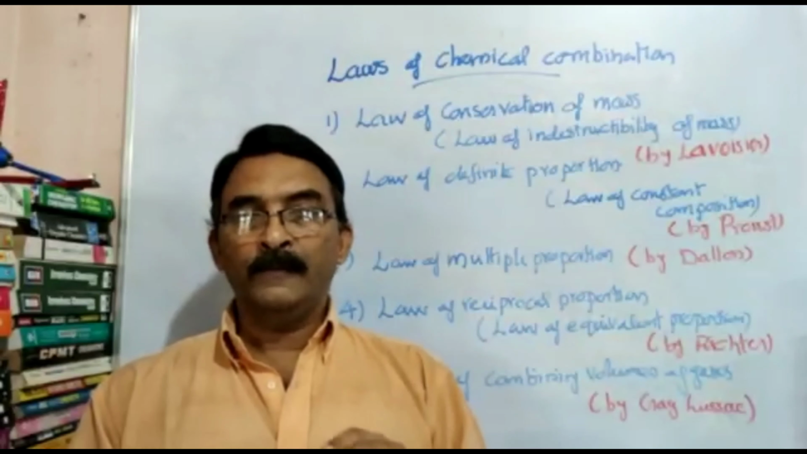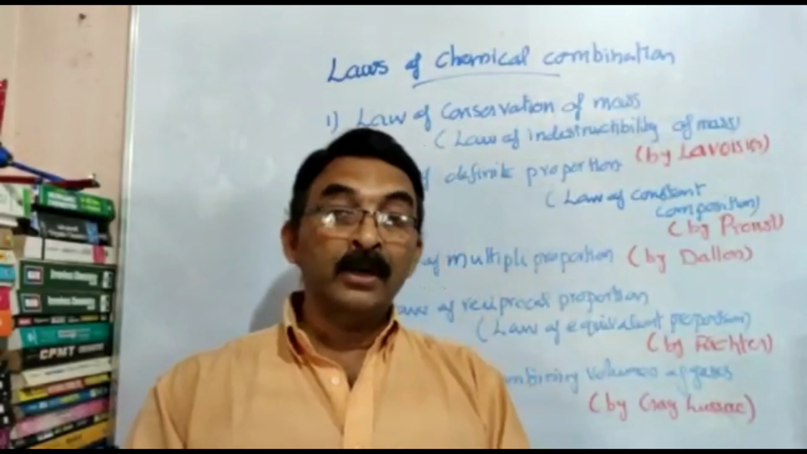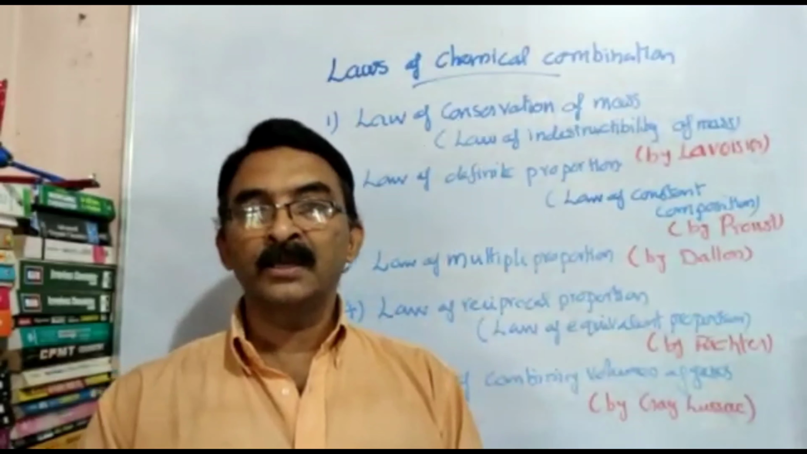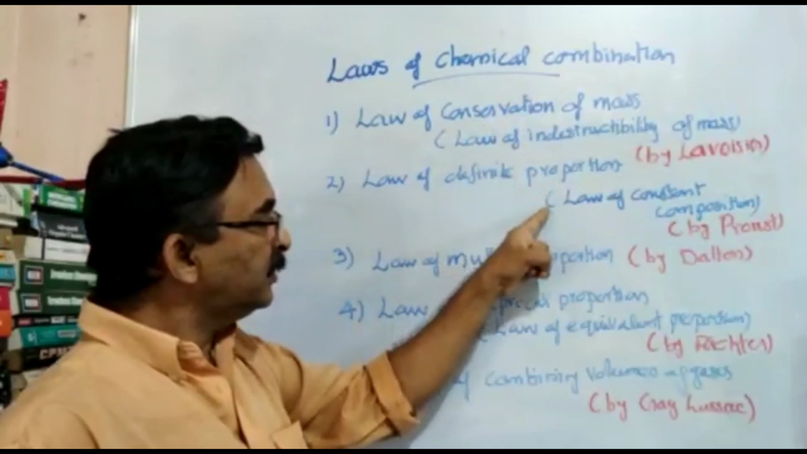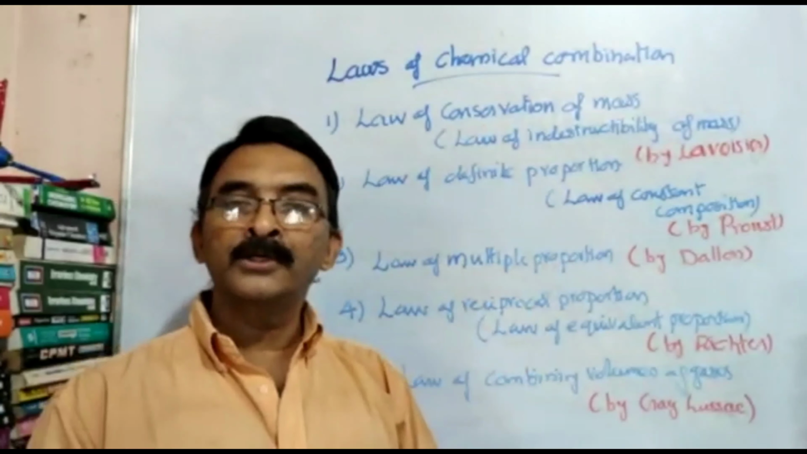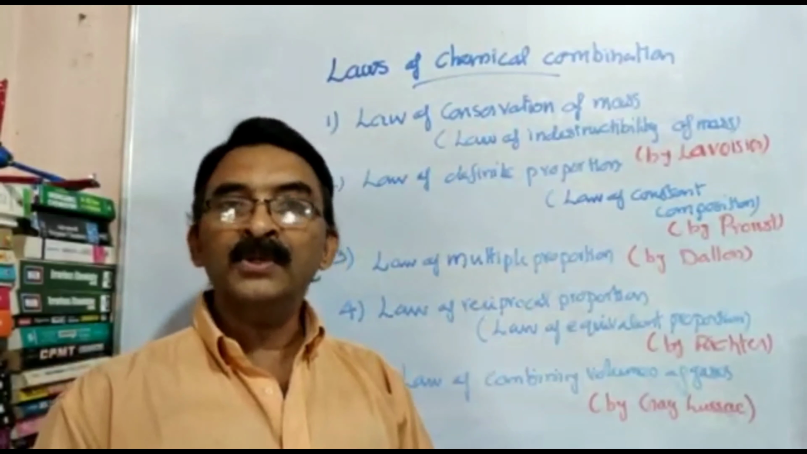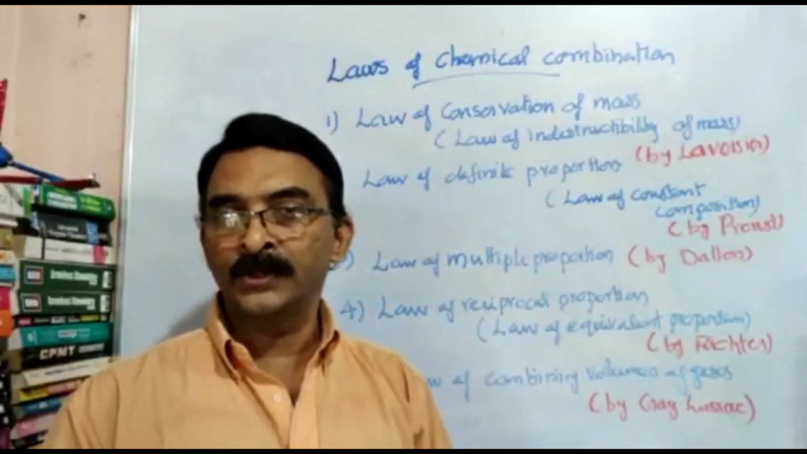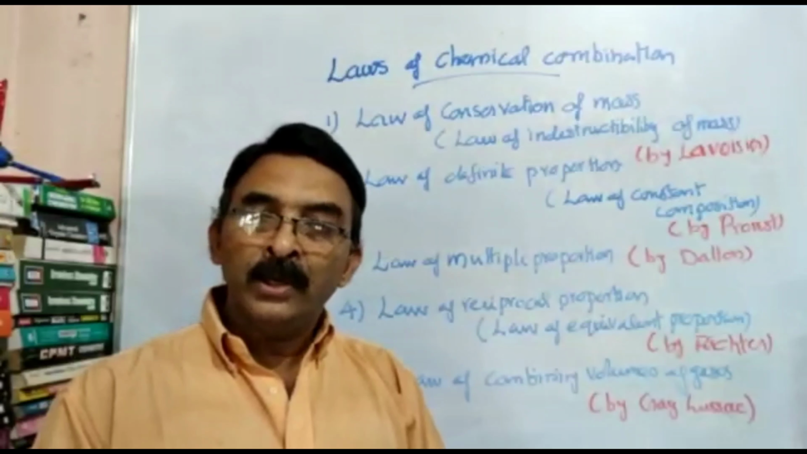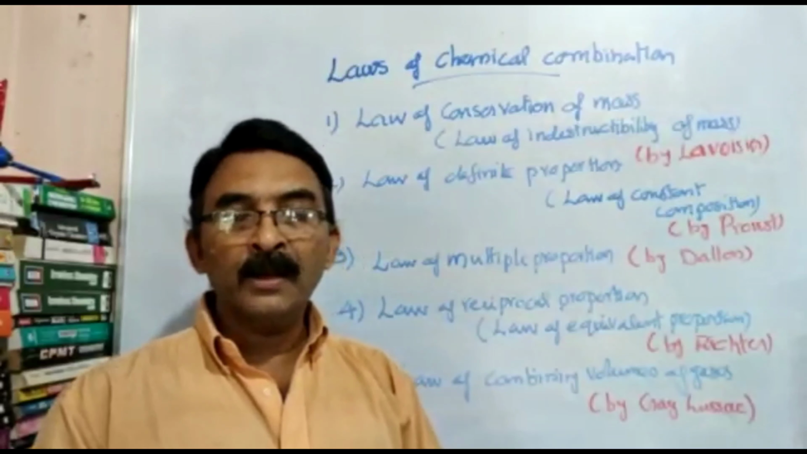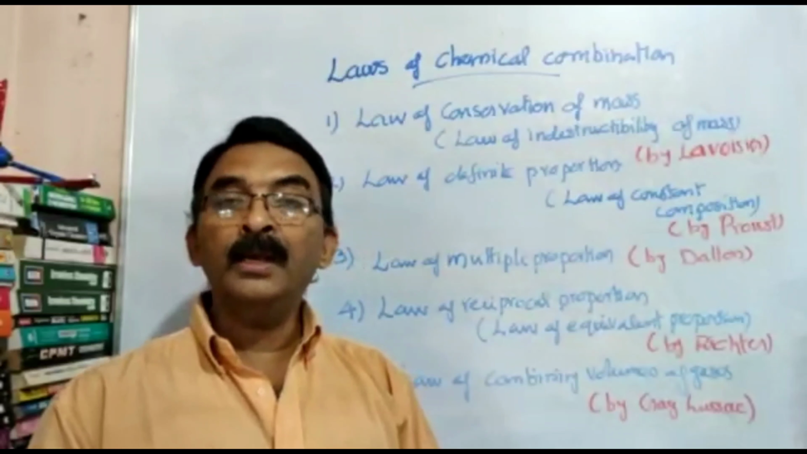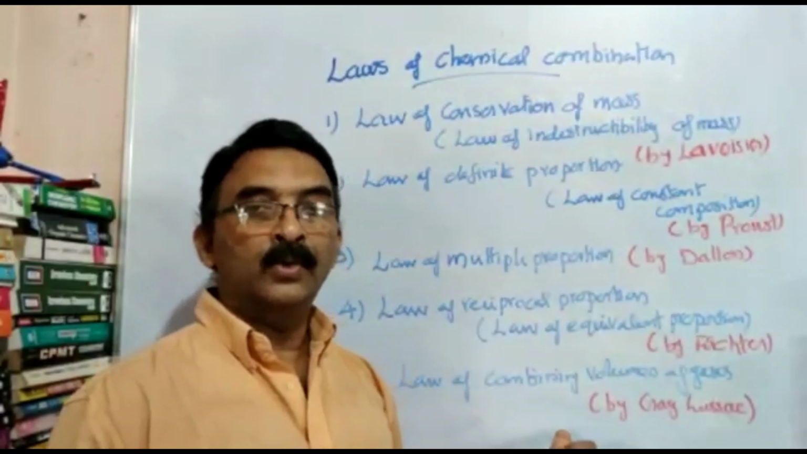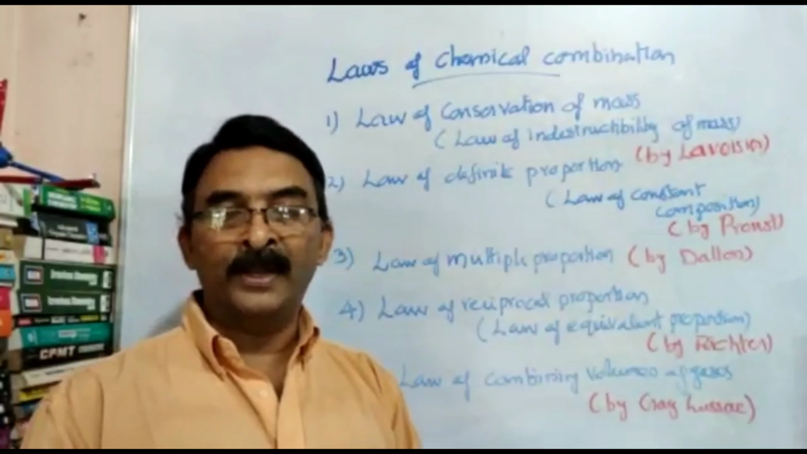Again, Dalton's atomic theory is based on masses, and these four laws are also based on masses. So naturally, Dalton's theory could explain the first four laws. But Dalton's theory did not connect mass with volume, and due to that reason, it cannot explain this law, combining volumes. That law could not be explained.